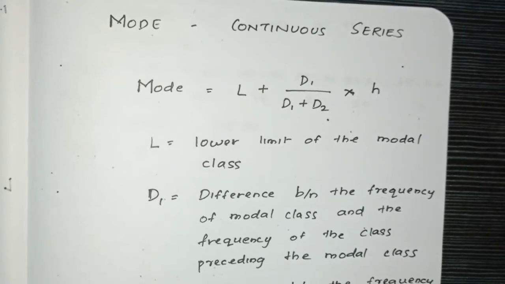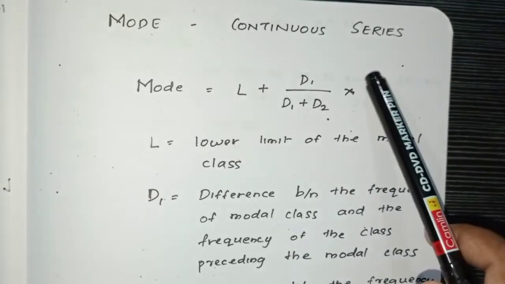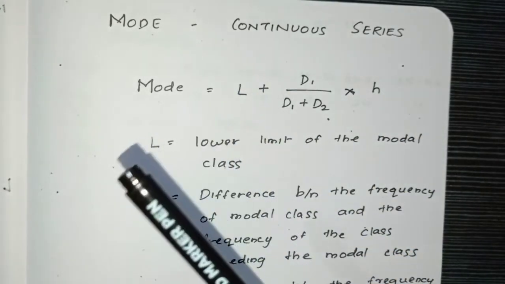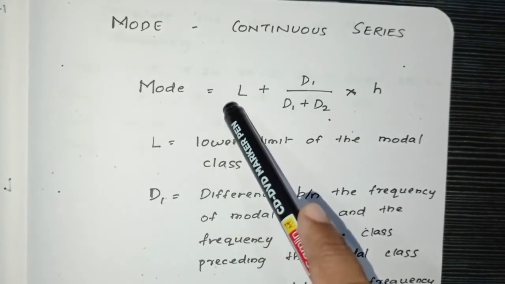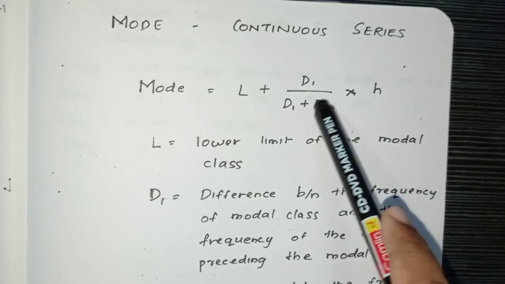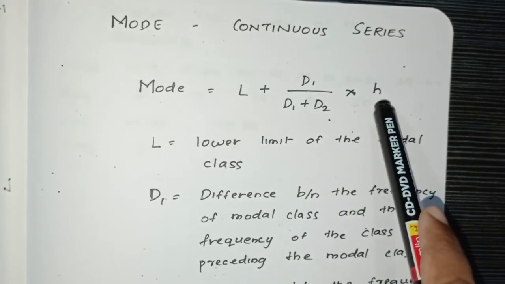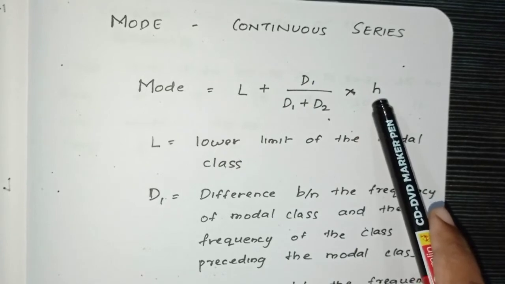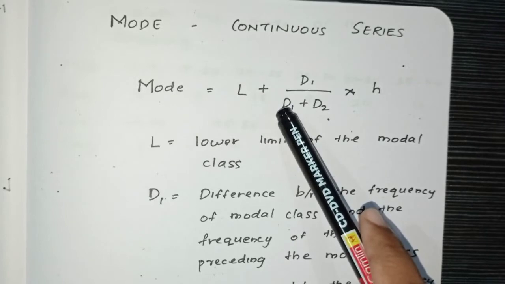So in today's video we'll be seeing how to calculate mode for continuous series. Okay, so here I have included a simple formula, mode equal to L plus D1 divided by D1 plus D2 into H. Now I have covered previous video on how to calculate mode for group data, raw data, like that.